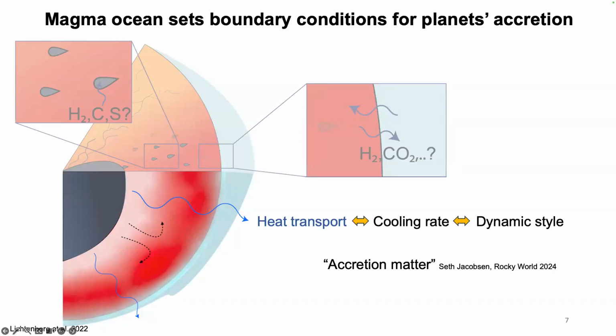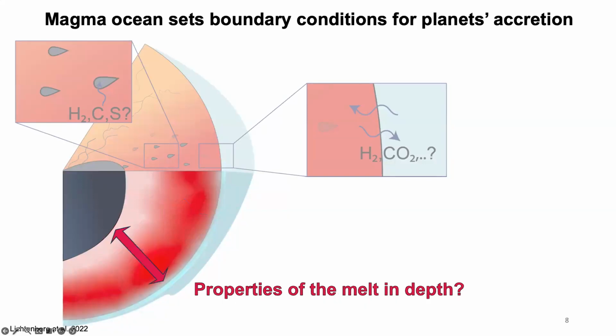So this is one of the most important moments in the evolution of a planet, because, as Seth said yesterday, accretion matters. This is the moment in which everything gets set. And in this moment, we have a big liquid pool that interacts with the atmosphere. And this layer controls essentially how we transport heat outside the planet. So how the planet cools down and which kind of dynamic style we can have. But what controls this? What controls this heat transport? Properties of the melt, not only here at the interface with volatiles, but also in depth.